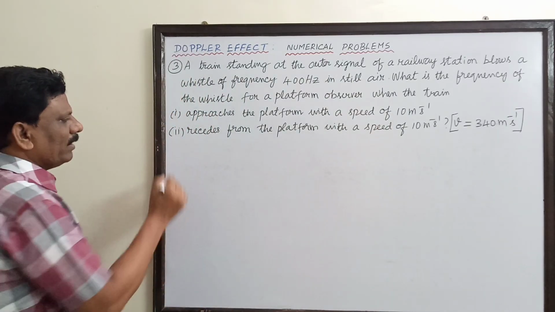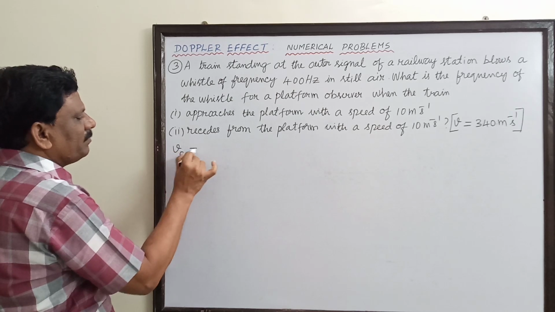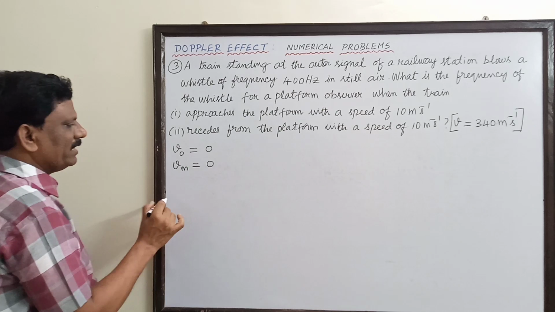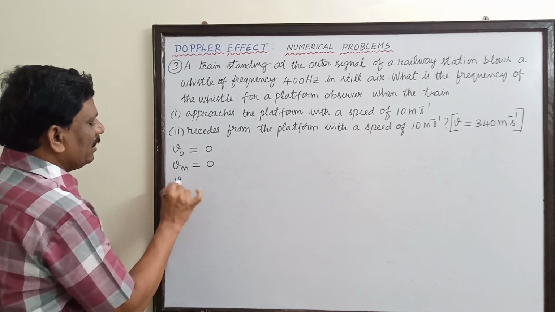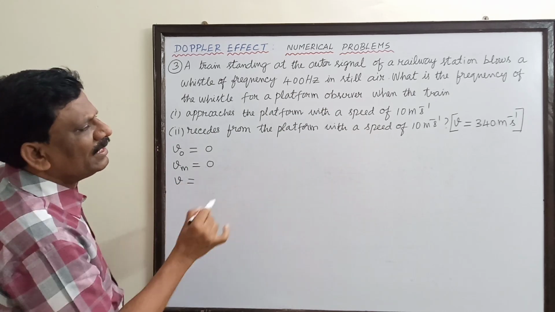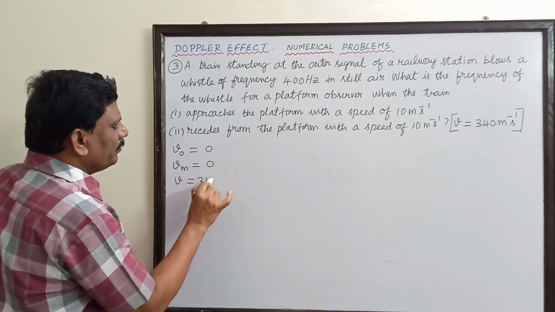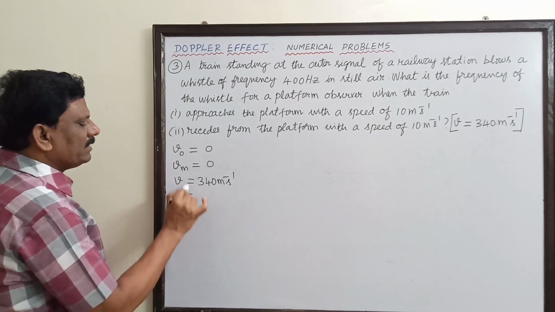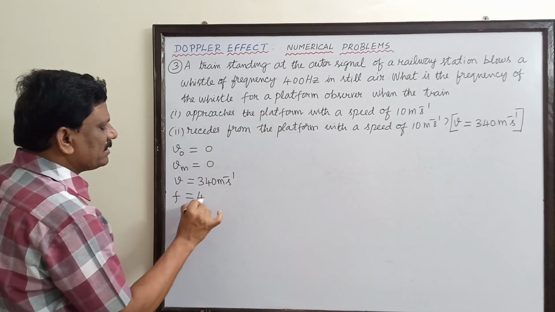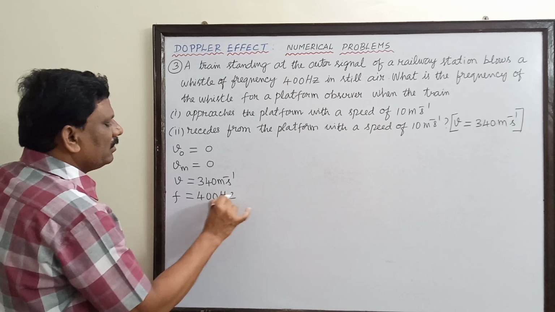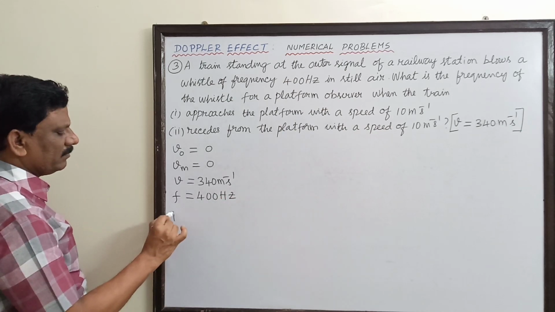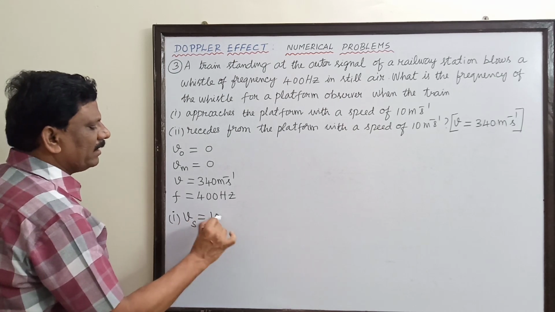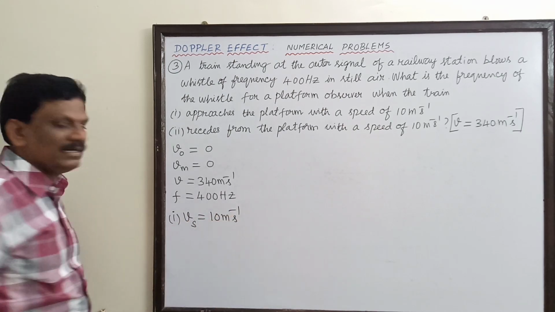So what are all the given quantities we will write first? Velocity of the observer is 0. Velocity of the medium is also 0. And the velocity of sound in air is 340 meters per second. And the actual frequency in both the cases is what? 400 Hertz. Now case 1. In the first case, velocity of the source is equal to 10 meters per second.